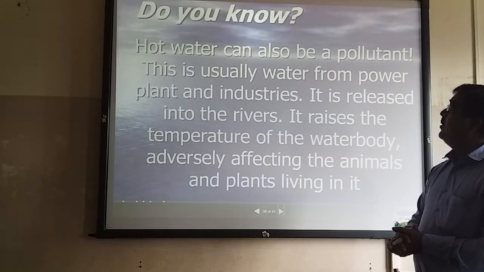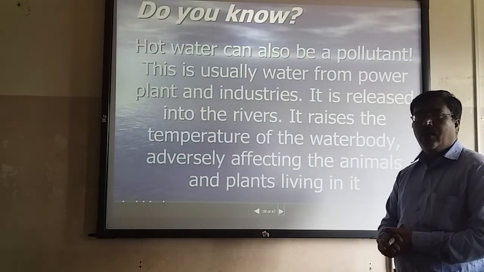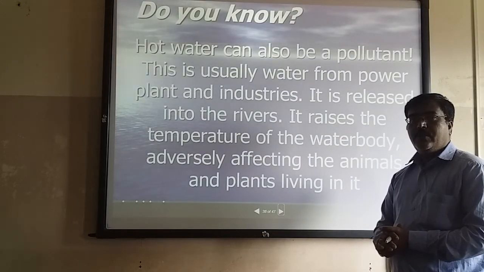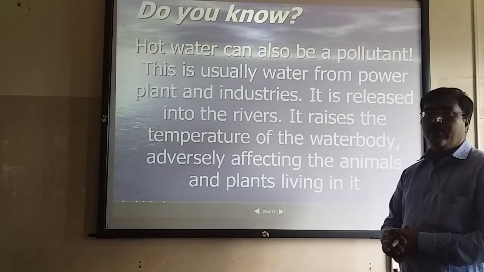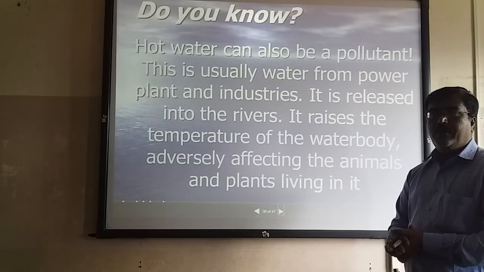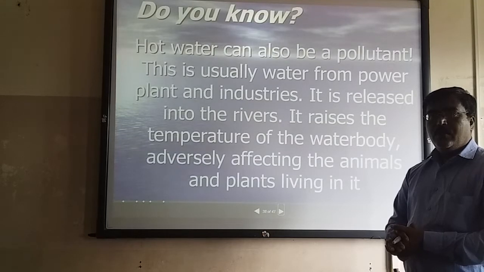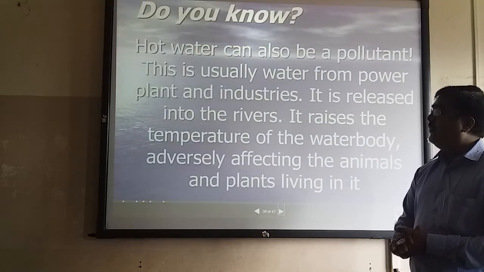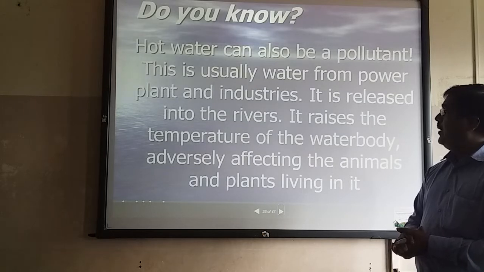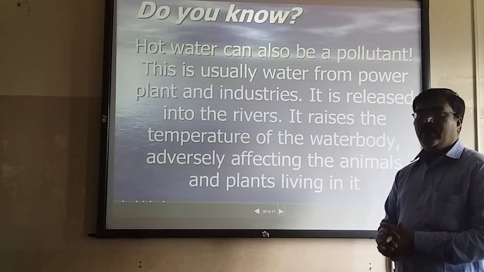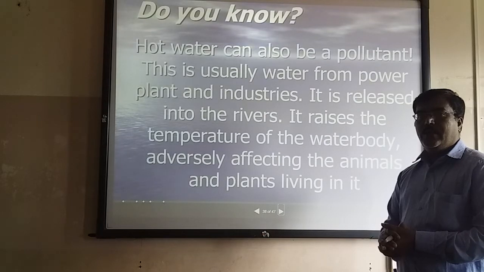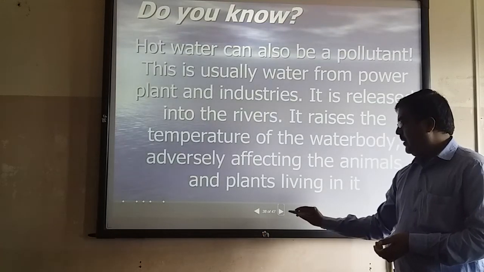Like that, hot water can also pollute. Industries use water for cooling purposes, and after the heat exchanger it becomes hot water. That hot water is one of the main problems for creatures like fishes, amphibians, and whatever we see in rivers, ponds, or lakes. All types of fauna are disturbed by this. This is usually water from power plants and industries released into the rivers, causing a rise in the temperature of the water. When the temperature increases, there is a negative effect on the organisms living in the water and also on plants.